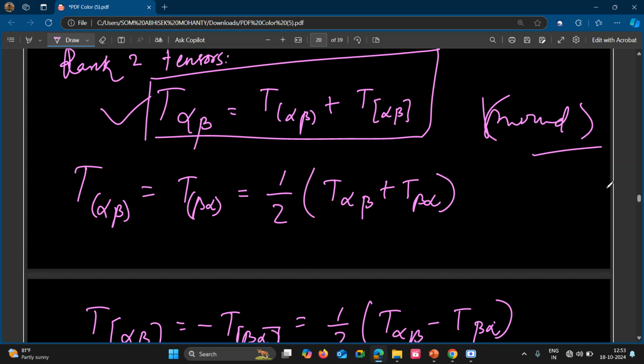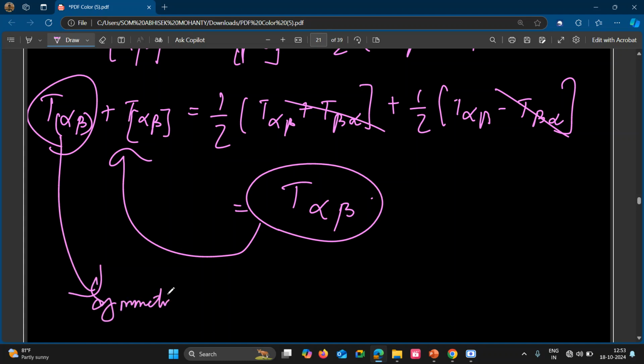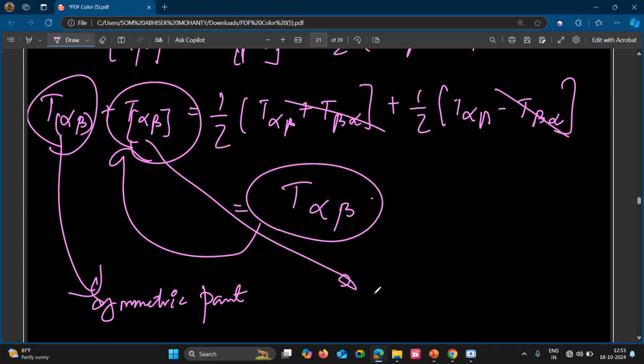I hope you got it. So the symmetric part. The important thing is that this is the normal algebra. This part is called the symmetric part, like in tensors: symmetric part, antisymmetric part. This is your antisymmetric part, and this is the symmetric part. So the summation of them, the addition of them, will give me the normal T alpha beta.